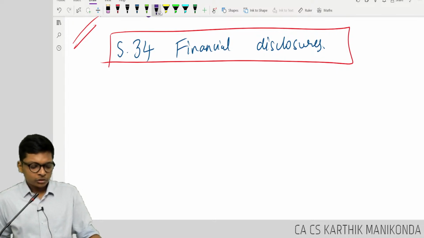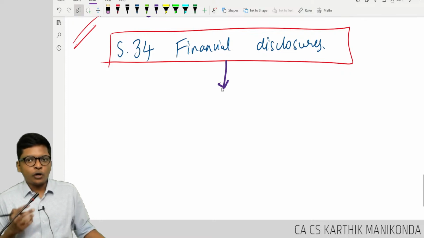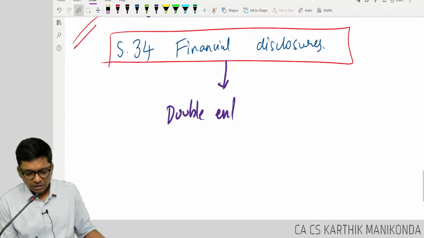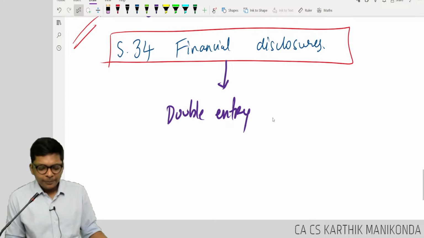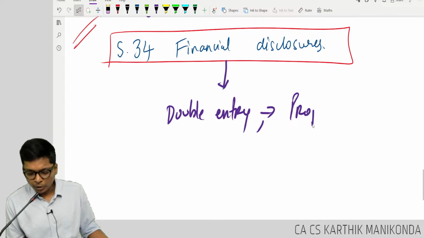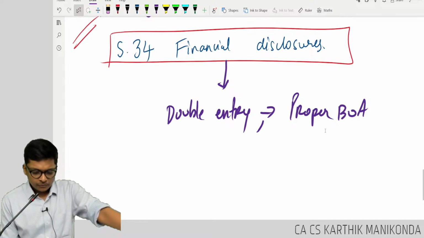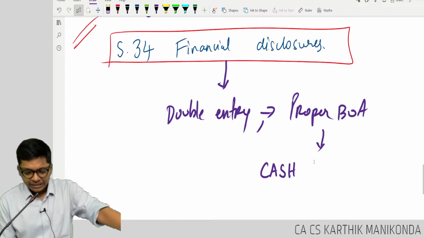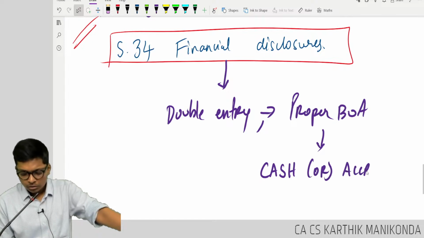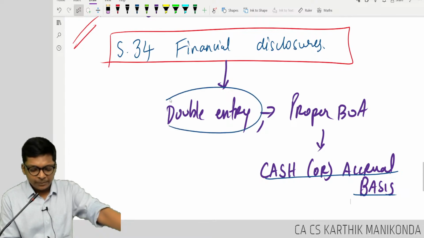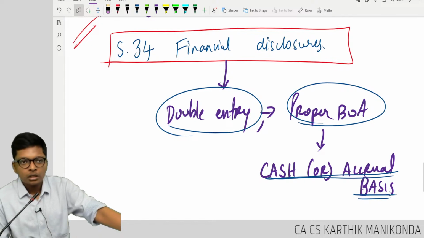Okay. So 34 is financial disclosures. Very simple. LLP can follow single entry or double entry. So LLP should follow double entry, and LLP has to maintain proper books of accounts. In here they make an exception, guys: cash or accrual basis. So LLP has to maintain books in double entry system, proper books of accounts, cash or accrual.